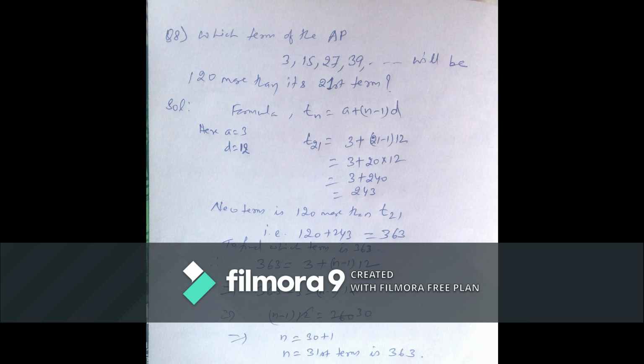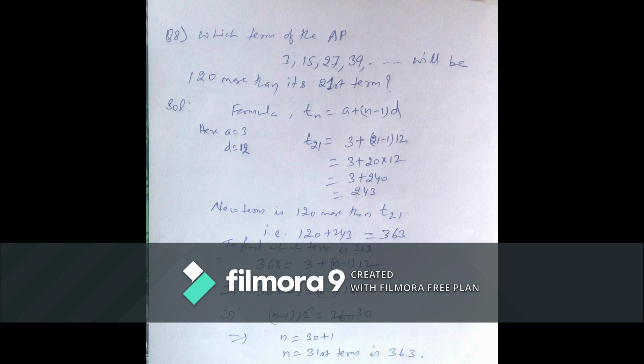Okay, so this 31st term we need to find. Here two steps we have to apply. First we need to find the 21st term, then we have to add 120, then we have to find out that 363 is what term, which term in this AP 363 is there. Okay, so that 31st term is 363. The same formula we applied even in the 1 mark question also, it came, right?